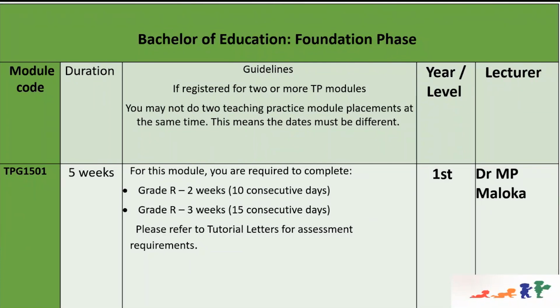For our module TPG1501, you are expected to have a duration of 5 weeks, which must be stated in this way. For grade R, you are expected to spend 2 weeks, which means that you will have 10 consecutive days at a particular school in a particular grade. When we say 10 consecutive days, it means there must be no break in those days. They must be continuous. And then 3 weeks again in grade R or any of the foundation phase classes.